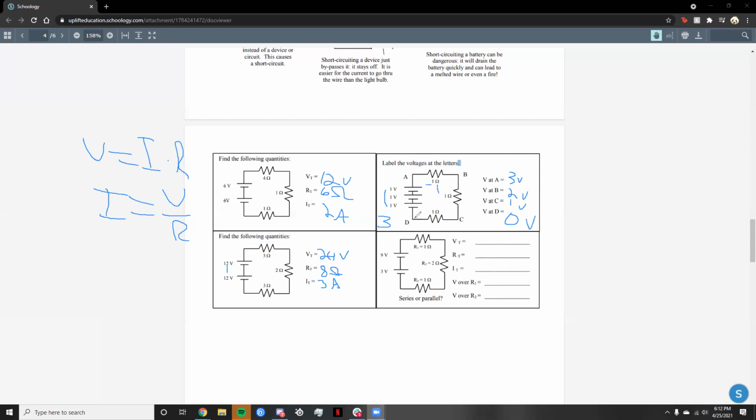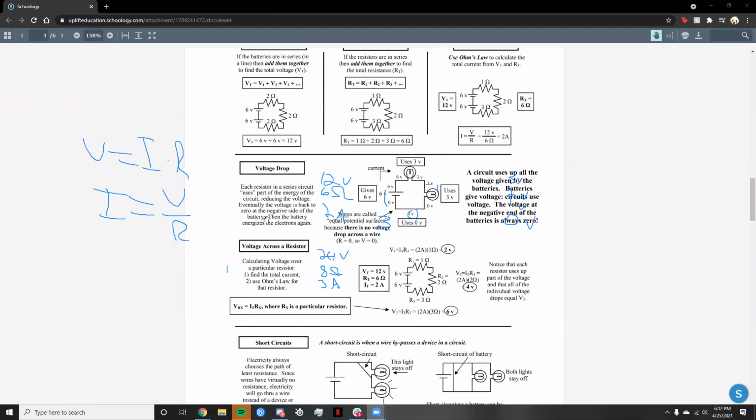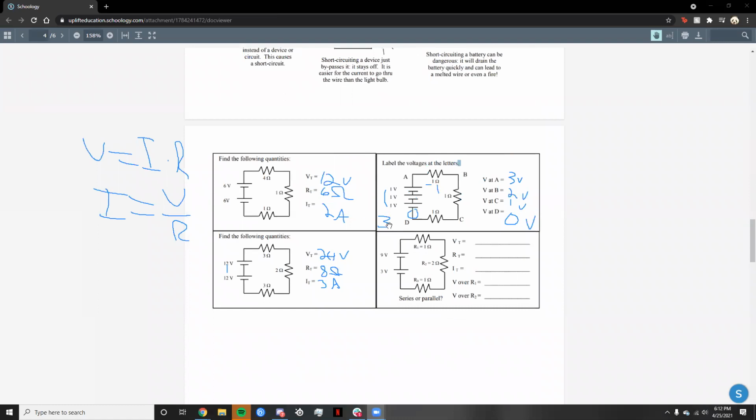That's how it should look, since all the time when it's right here it should be at 0, no matter what. Pretty sure that's what it says up here. Oh, where does it say that? Here we go. Eventually the voltage is back to 0 at the negative side of the battery, then the battery energizes the electrons again. So yeah.